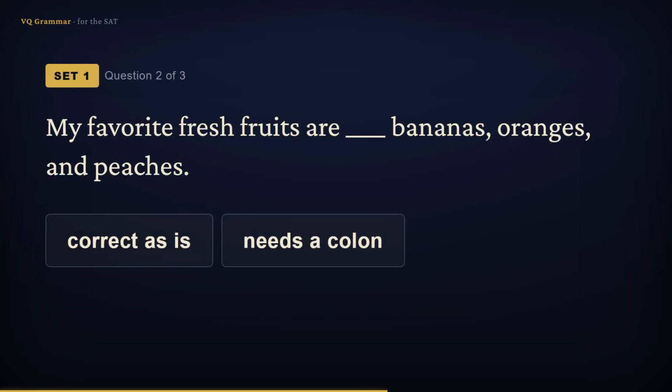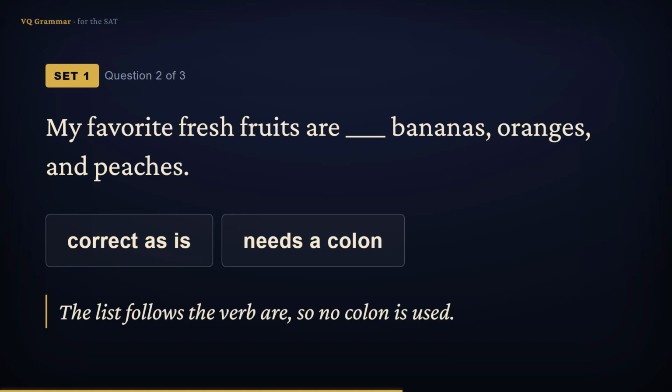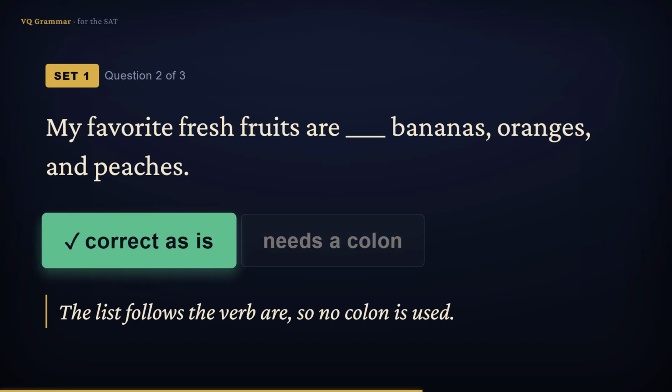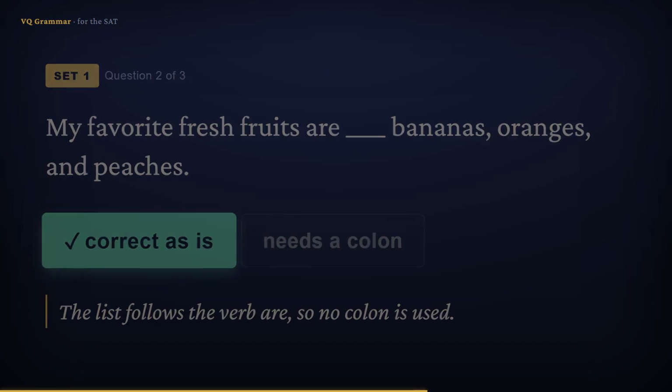My favorite fresh fruits are bananas, oranges, and peaches. Here, the list flows straight out of the verb "are," so no colon should split them. The sentence is fine as written, so the answer is, it is correct as is.